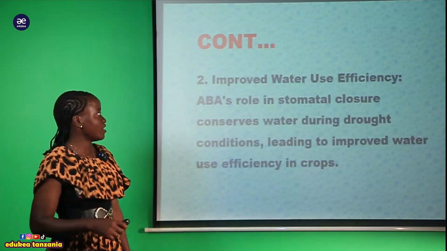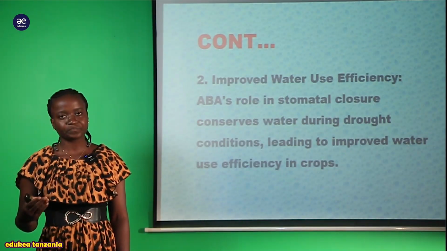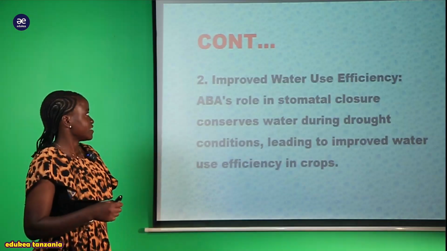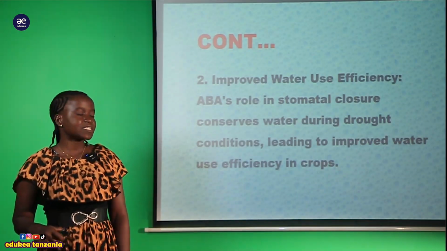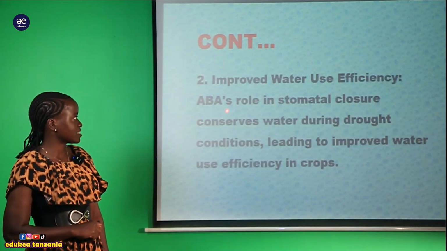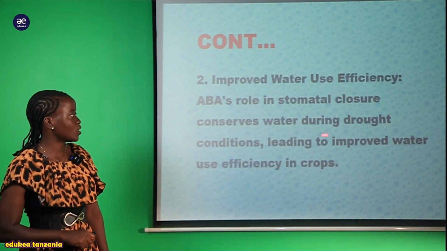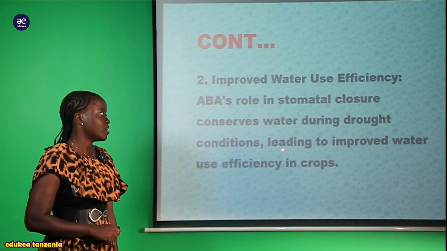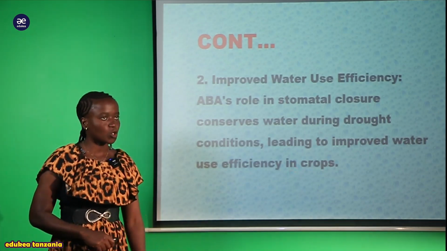And another function, another application of this abscisic acid, is to improve water use efficiency. That is, abscisic acid, or we can say ABA's role is stomata closure, conserving water during drought conditions, leading to improved water use efficiency in a crop.